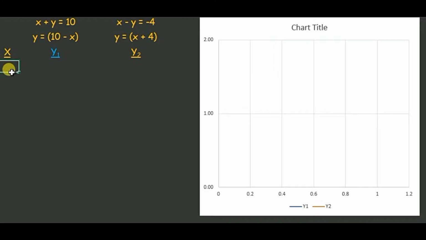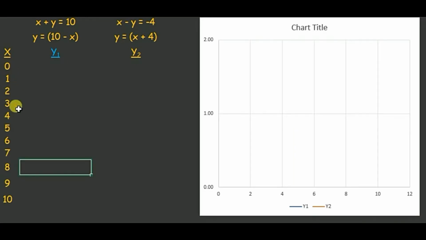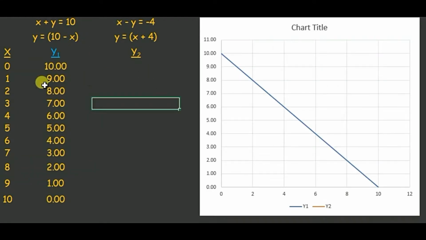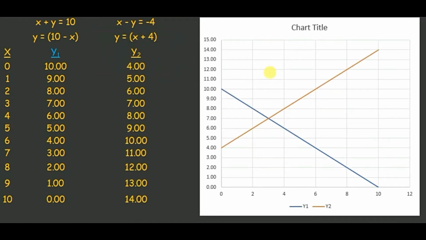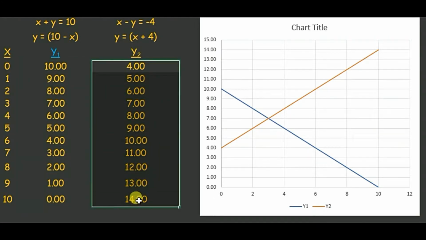So I'll start with 0. Let's take total 10. So I have 0 to 10 boys. Now let's replace these x values here in this equation and in this equation here. I replace this x with 0, it gives me 10 minus 0 is equal to 10. Let's do the same thing with this equation here. I have these x values from 0 to 10, and I have y1 values, and I have y2 values. Okay. And this is the graph here.